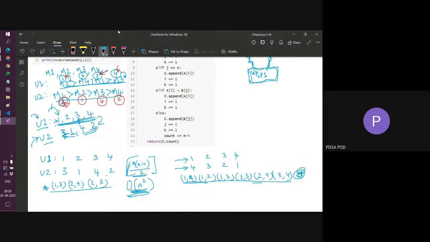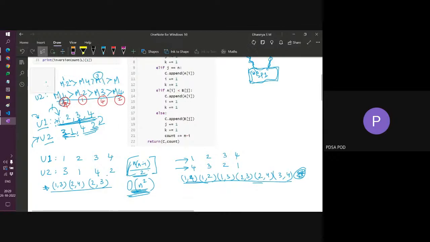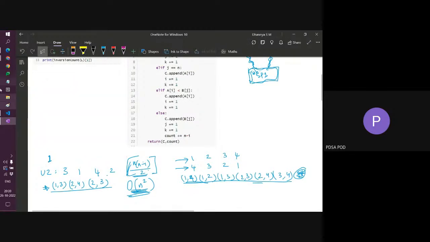So it's O of n squared. In the worst case, if you have to list all the inversions, it would still be O of n squared. So what are we trying to look for in this algorithm? In this algorithm, we are just trying to get a count of all the inversions. In that case, can we do any better than n squared is the question.